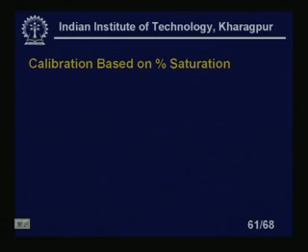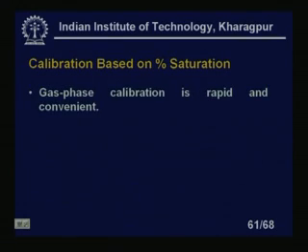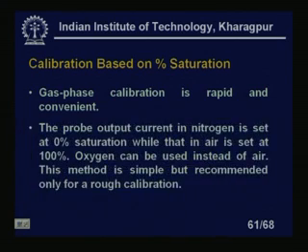Calibration based on percentage saturation. Gas phase calibration is rapid and convenient. The probe output current in nitrogen is set at 0% saturation, while that in the air is set at 100%. Oxygen can be used instead of air. This method is simple but recommended only for rough calibrations.